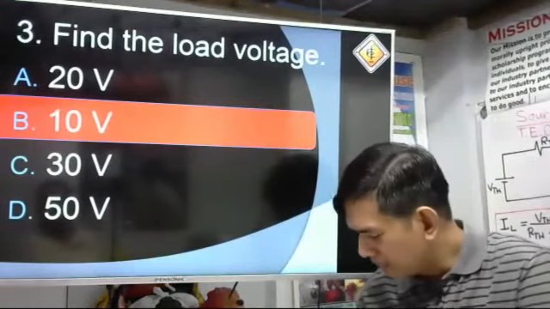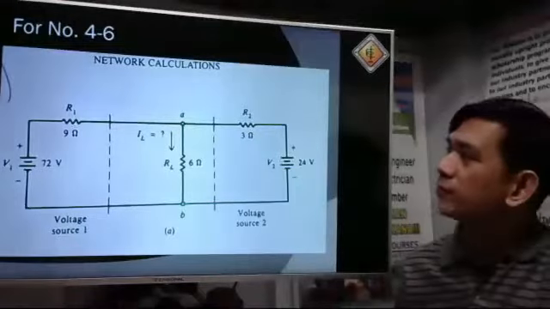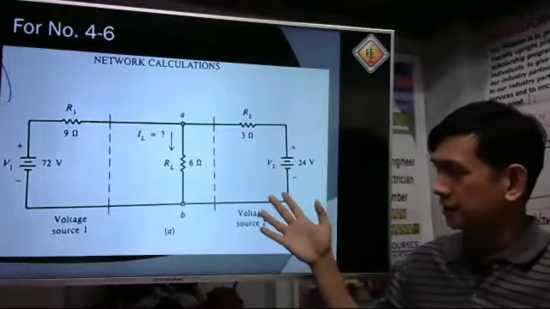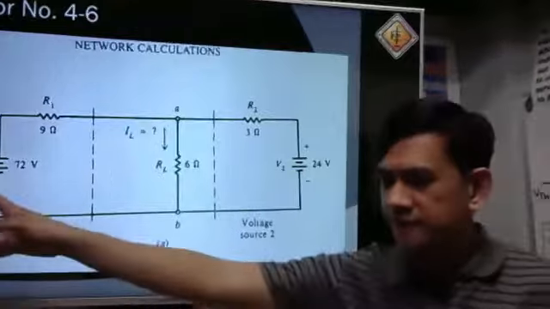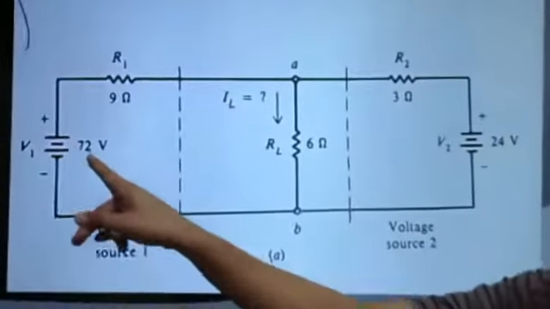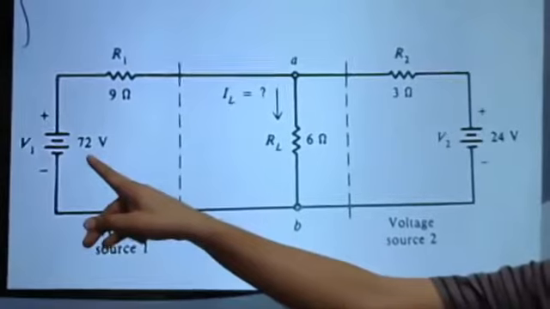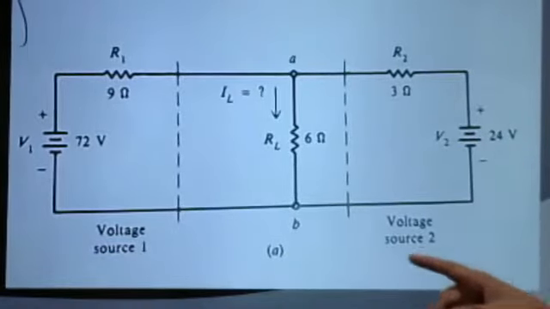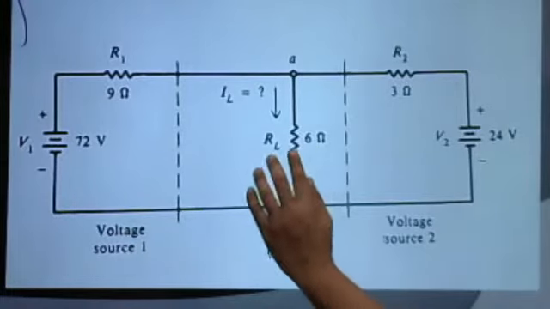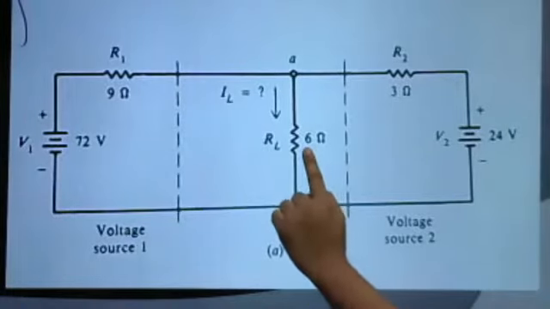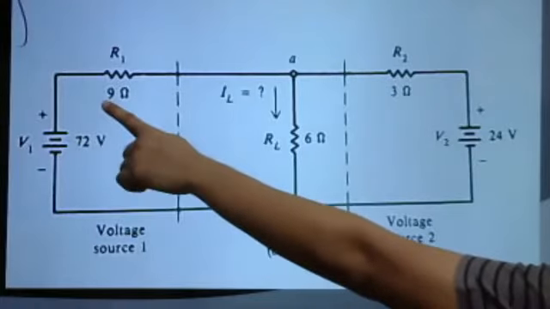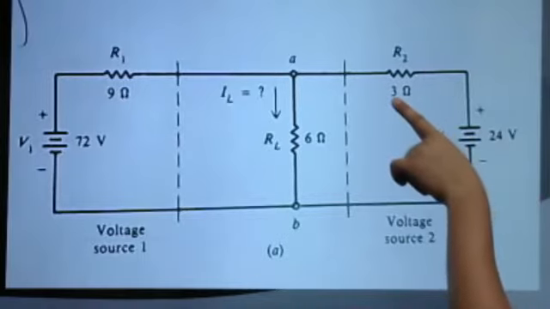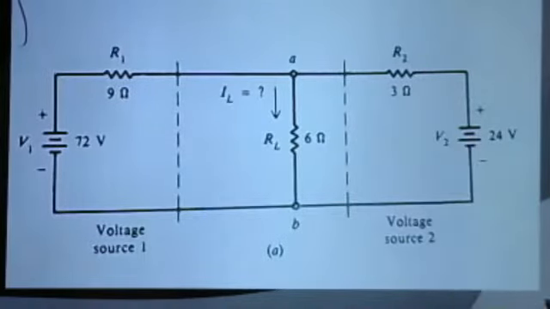And then, let's have now this problem for numbers 4 to 6. Let's go with the second problem set. Here, please close up this portion. We have here our 72 volt source and a 24 volt source. And then this is our load resistance, that is 6 ohms. The 72 volt source is in parallel with the 9 ohm resistor. The 24 volts has a series resistance of 3 ohms.